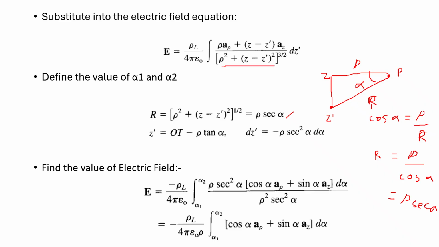Then you want to solve for this z prime. Z prime to z runs from 0 at the center to this point T. So z to z prime equals z minus z prime. We can consider it as OT.